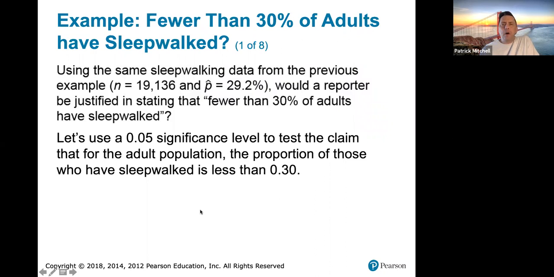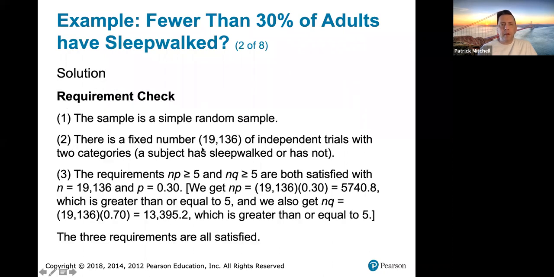Using the same sleepwalking data from that example, would a reporter be justified in stating that fewer than 30% of adults have sleepwalked? So again, using a 0.05 significance level to test this claim, let's go through the steps. All right, first checking the requirements: simple random sample, fixed number of independent trials, n times p, n times q are both at least 5.